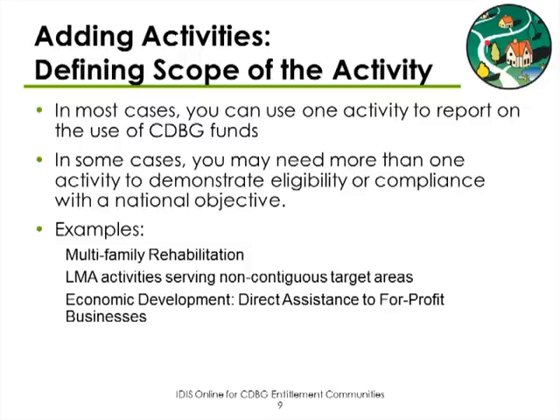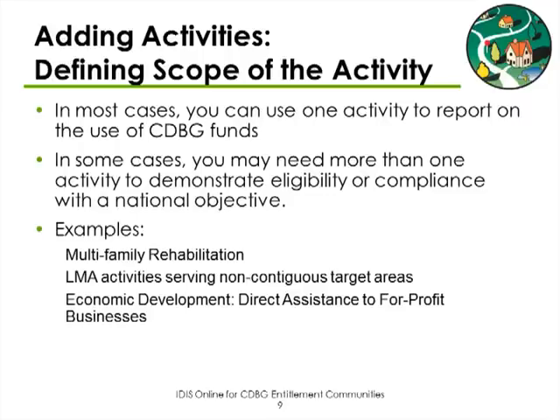For the rehabilitation of a multi-unit property, the most common national objective used would be low and moderate income housing, or LMH. To demonstrate compliance with the LMH national objective, the grantee will have to show that at least 51% of the units are occupied by low and moderate income households. If the grantee provides assistance to more than one multi-unit property, each property would need to be entered as a separate IDIS activity, since each property has to demonstrate compliance with the 51% threshold on its own.